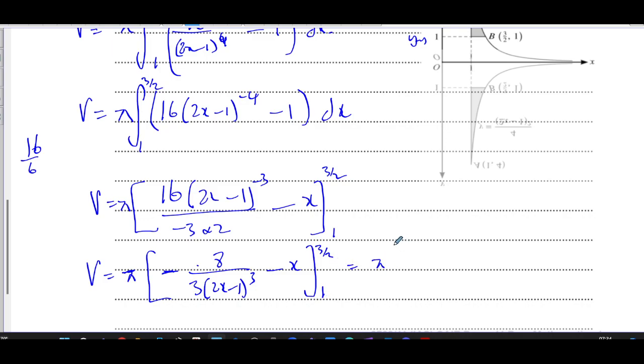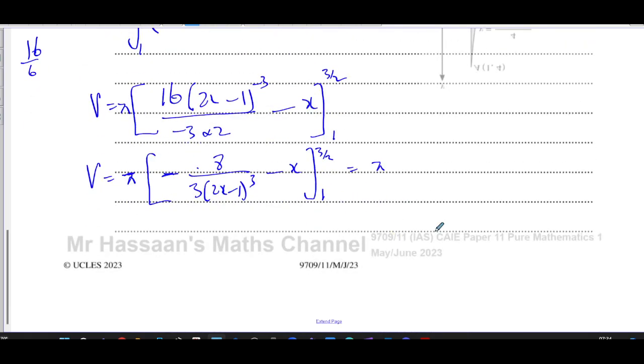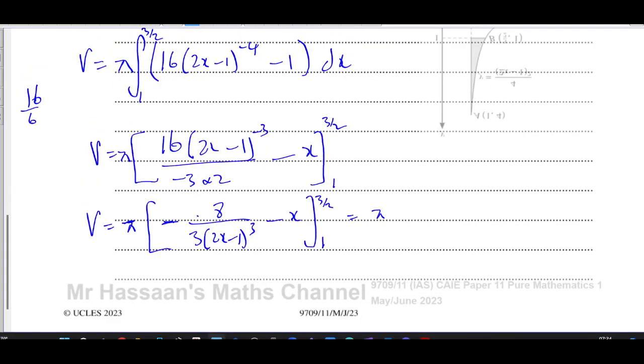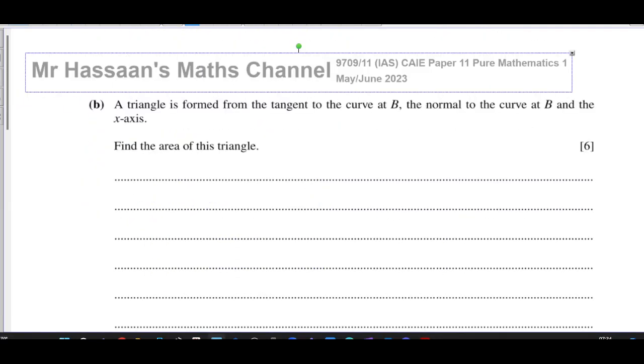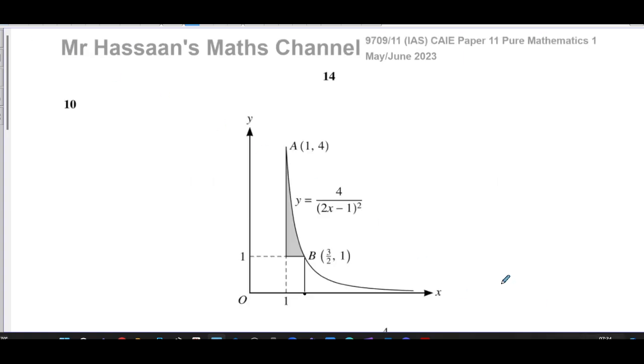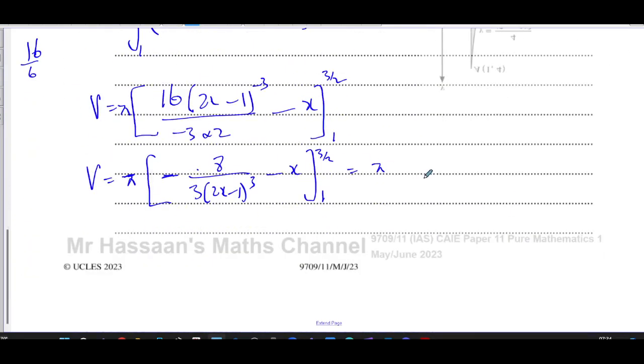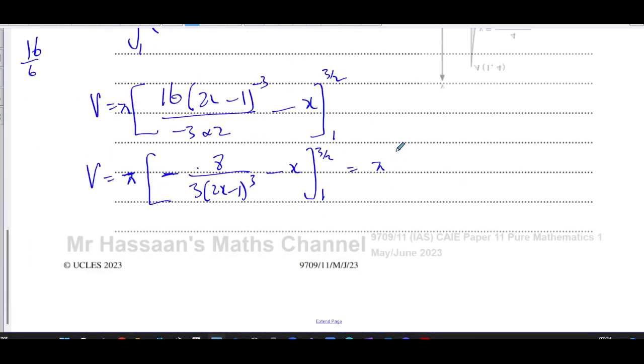So that's pi times, now I'll put it down here because I might have a bit of space. Do I have space on the next page? Not really. Okay, I take up a bit too much space here, but anyway, let's do this here then. So you have pi times, I'm going to have minus 8 over 3 times 2 times 3 over 2. That's going to give me 3. 3 minus 1 is 2. That's 3 times 2 cubed.